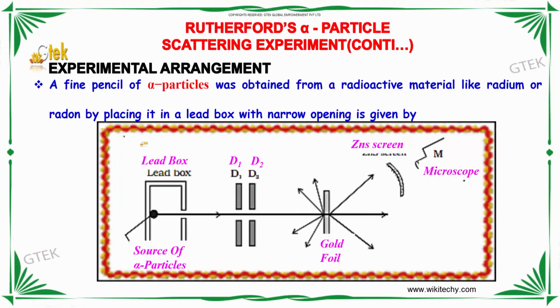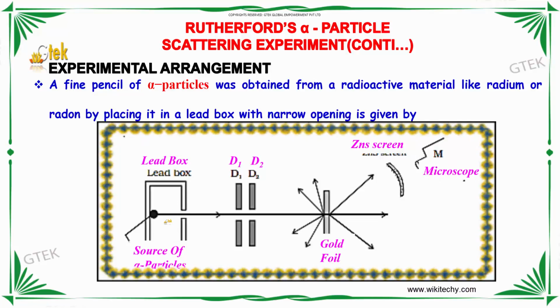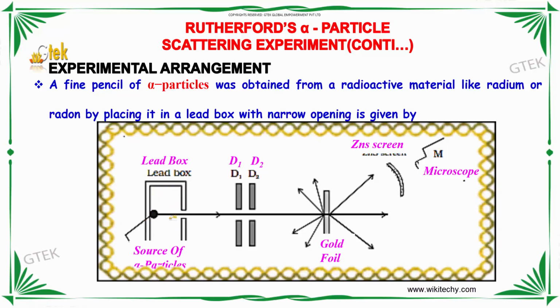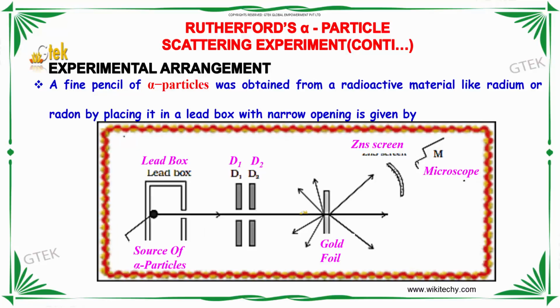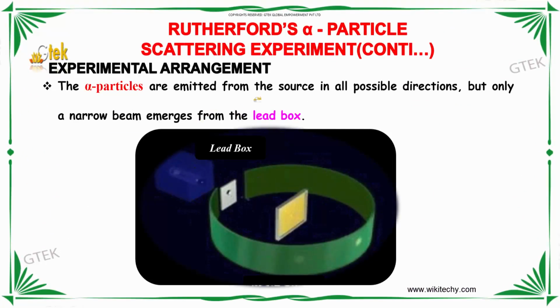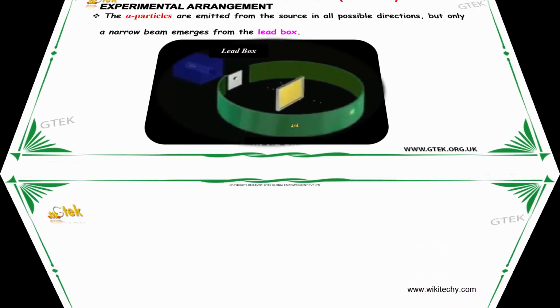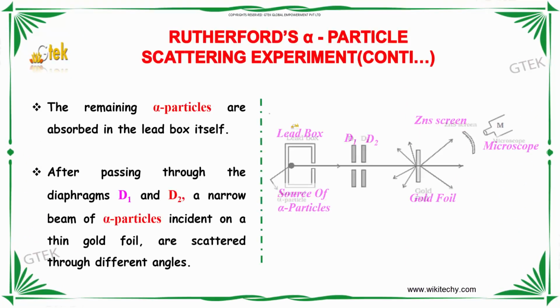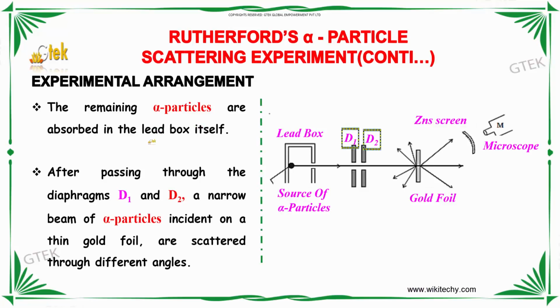So this is the experimental arrangement. A fine pencil of alpha particles was obtained from radioactive materials like radium or radon, by placing them in a lead box with a narrow opening. The alpha particles are emitted from the source in all possible directions, but only a narrow beam emerges from the lead box. The remaining alpha particles are absorbed by the lead box itself.